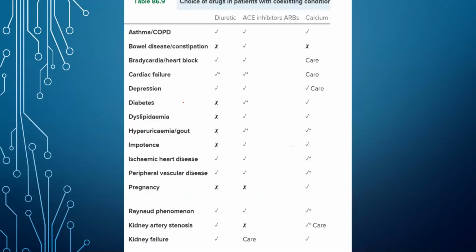The next thing is that sometimes questions don't come so simple in the exam. They give you some comorbidities and then ask what is the best choice of antihypertensive for this patient. That's why you need to know which medication cannot be given in some particular condition. Like in asthma or COPD patients, you can give all medications except beta blocker, because beta blocker can cause bronchospasm. Someone having constipation, try not to give calcium channel blocker or diuretic because they can cause constipation. So for them, ACE inhibitor or ARB will be best.